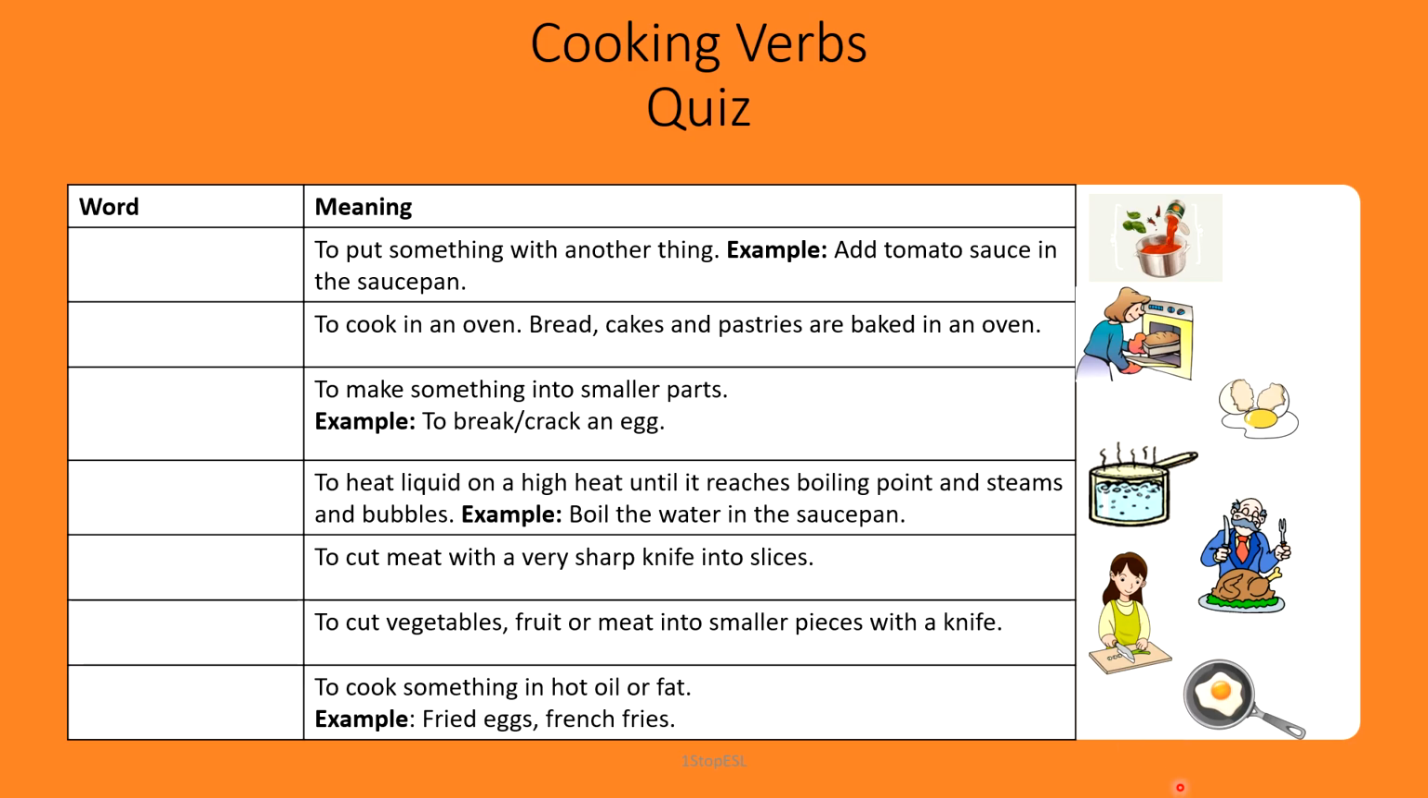Okay, how did you get on? Let's have a look at number 1. To put something with another thing. Example, add tomato sauce in the saucepan means to add. Okay, next one, to cook in an oven. Bread, cakes and pastries are baked in an oven. And that's to bake. Give yourself a tick for everyone you get right.